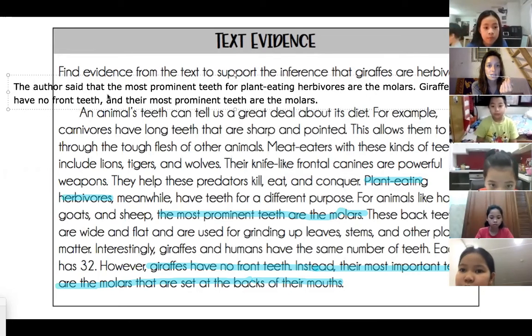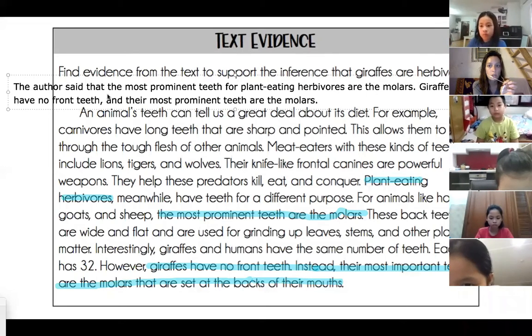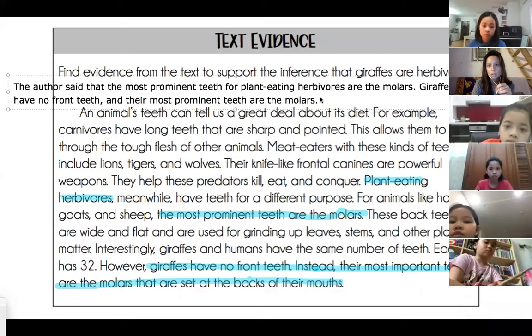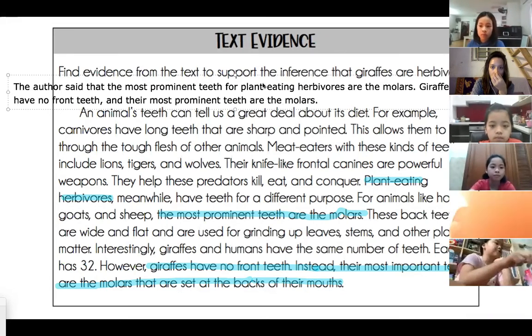Okay, so now we have our text evidence sentence. The author said that the most prominent teeth for plant-eating herbivores are the molars. Giraffes have no front teeth, and their most prominent teeth are the molars. So then let's figure out the end part. So what can we conclude here?